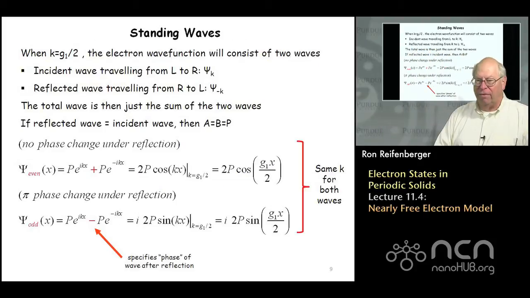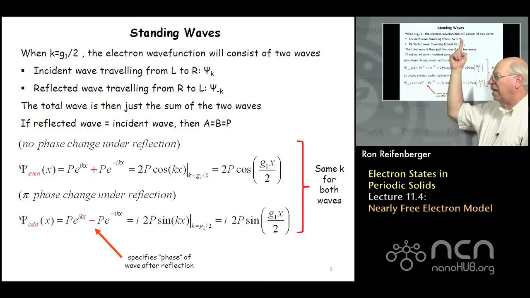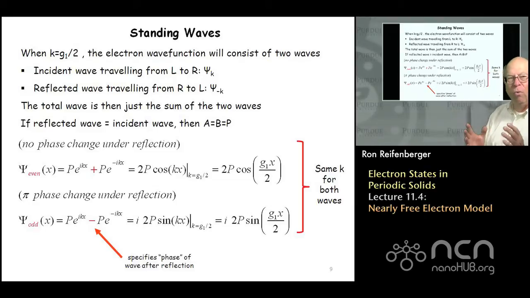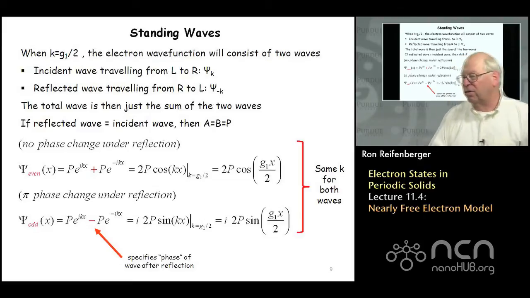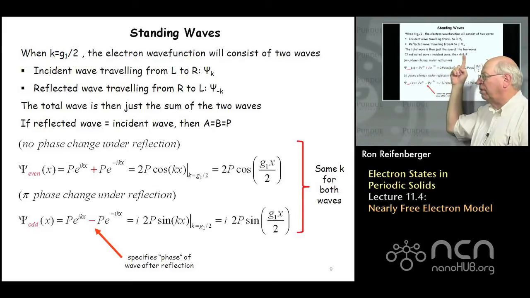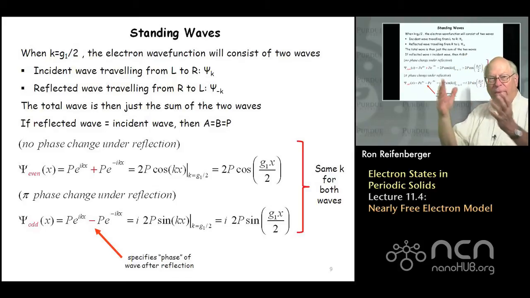If the incident wave traveling from left to right is designated by this wave function psi of k, and if the reflected wave that's traveling from right to left is designated by this wave function psi of minus k, then the total wave that sets up in this lattice would just be the sum of these two waves, right? And if the incident wave is completely reflected, then the coefficients a and b that we used in the previous slides of this lecture would be equal, and they would be equal to some parameter p.